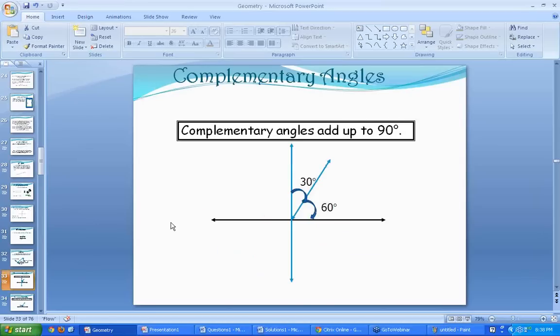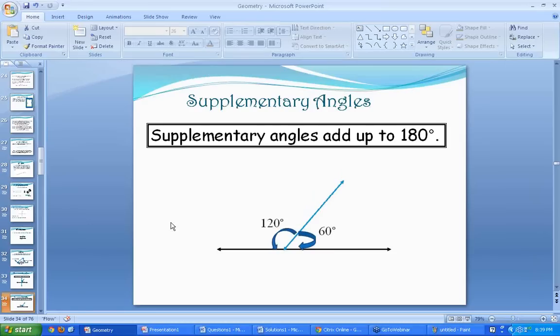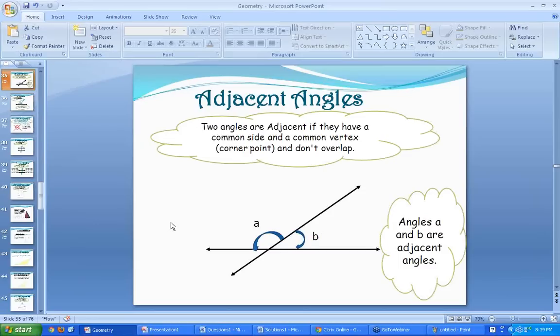Anyways, so complementary angles. Complementary angles are those angles which lie between two lines and the sum is 90 degrees. So in a right angle triangle, if you make another angle, if you try to divide it in two parts, then these two angles would be complementary angles. Supplementary angle, any pair of angles whose sum is 180 degrees is a supplementary angle. Adjacent angles, two angles are adjacent if they have a common side and a common vertex.